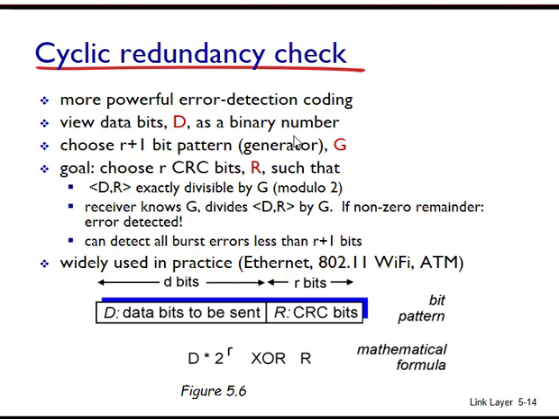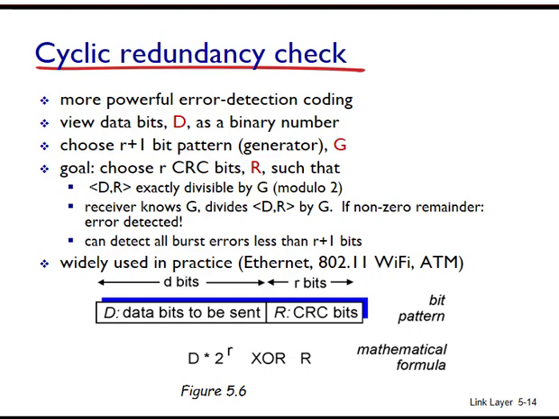CRC codes operate as follows. Consider the D-bit piece of data that we identified with the variable D in the last video, which the sending node wanted to send to the receiving side. The sender and receiver must first agree on an R+1 bit pattern known as a generator, which we'll denote as G. We will require that the most significant bit of G be a 1. The most significant bit is the leftmost bit in the string.